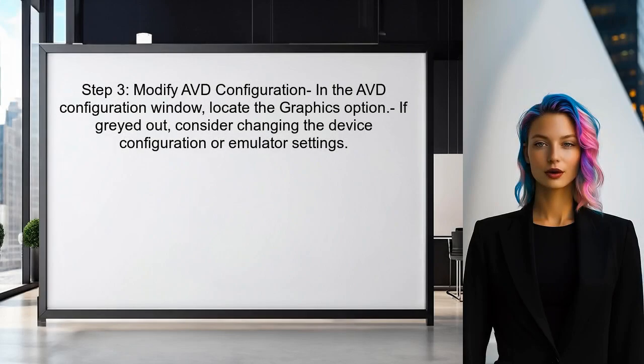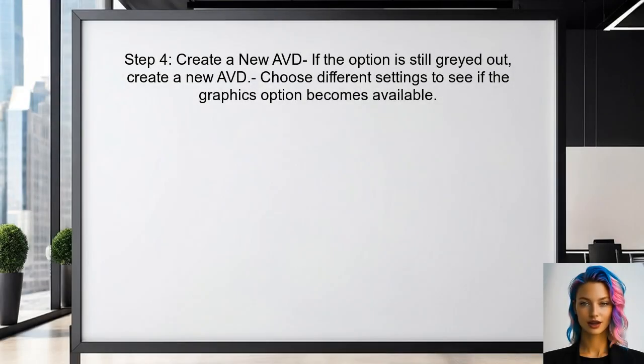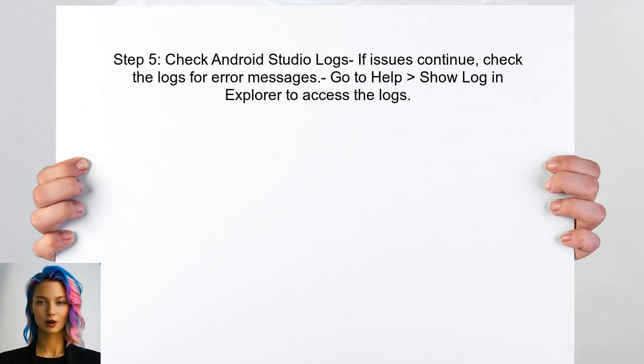In the AVD configuration window, the user should look for the graphics option. If it is grayed out, they may need to change the device configuration or check the emulator settings. If the graphics option remains unchangeable, the user should try creating a new AVD with different settings. This can often resolve issues related to graphics settings. Finally, if the problem persists, the user should check the Android Studio logs for any error messages. This can provide insights into what might be causing the issue.